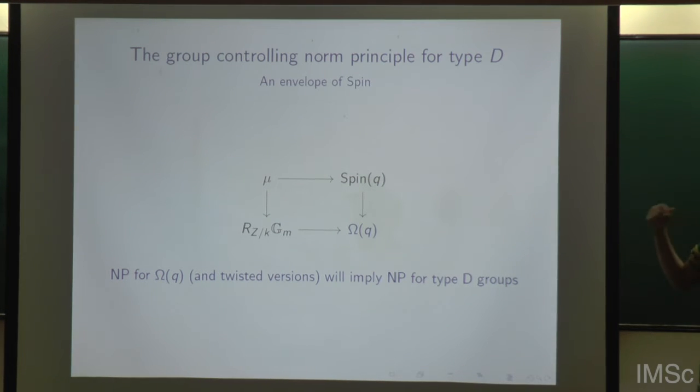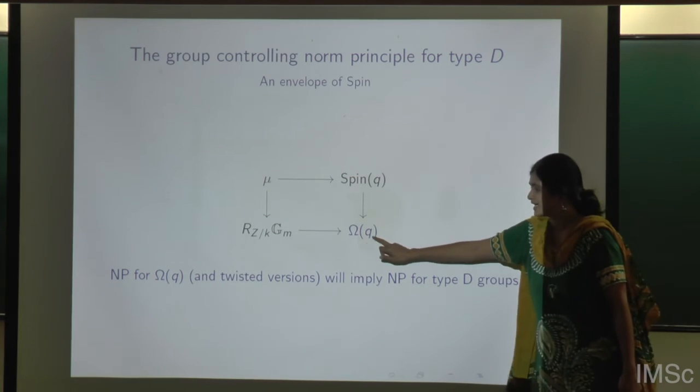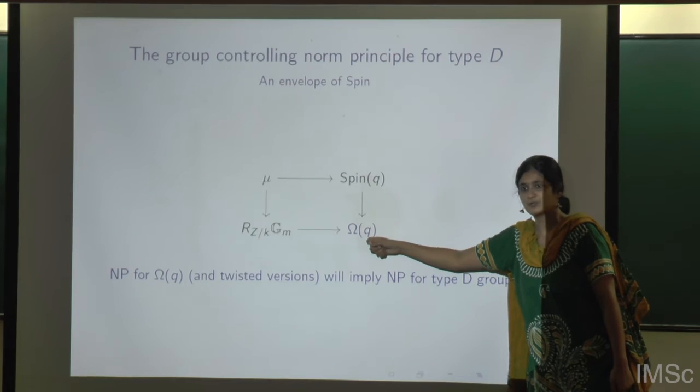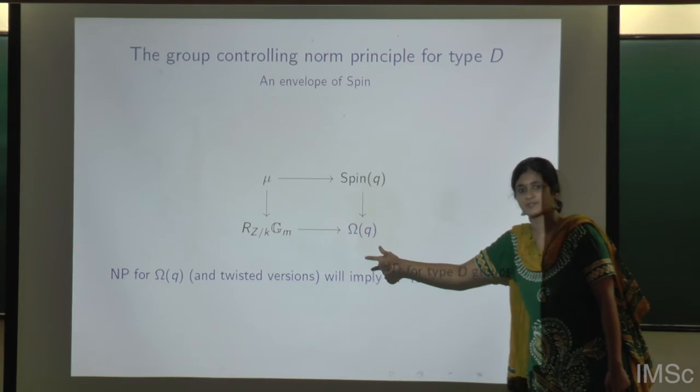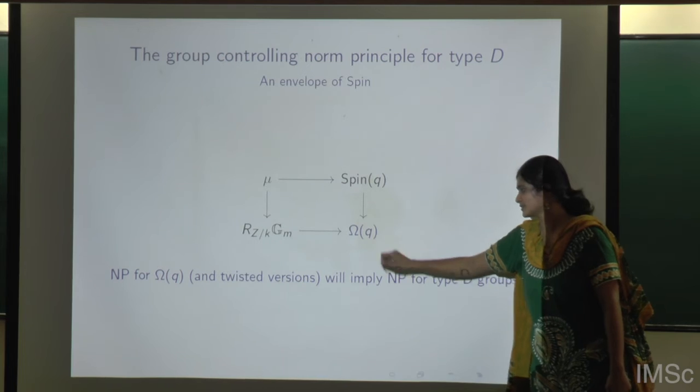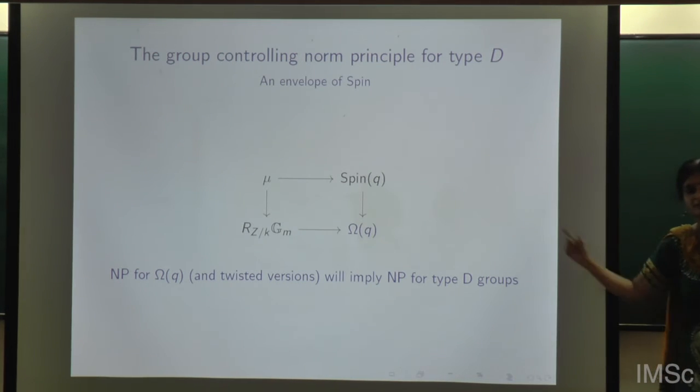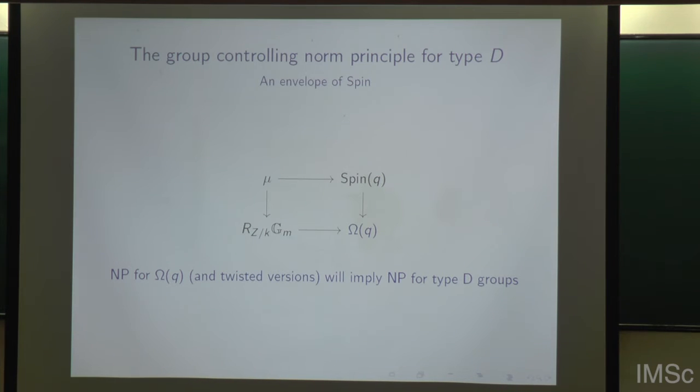And this is what is called the extended Clifford group, omega of Q. It turns out that the norm principle for this group and twisted versions, since I don't just want quadratic forms but also central simple algebras with involutions, if you solve the norm principle for this group, then you know the norm principle for type D. So this is the group of interest, and it has a name: the extended Clifford group. People have studied it.